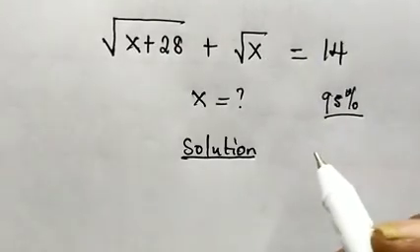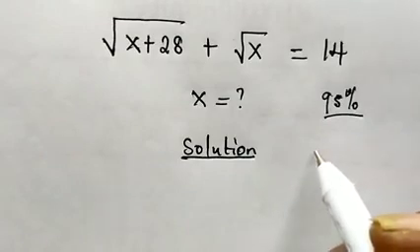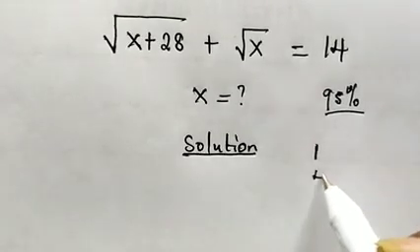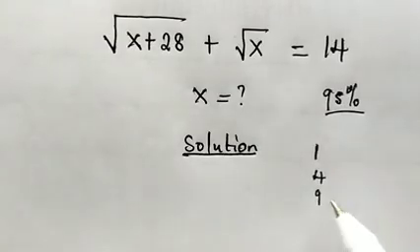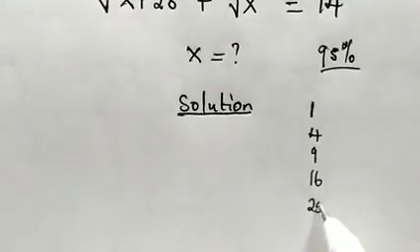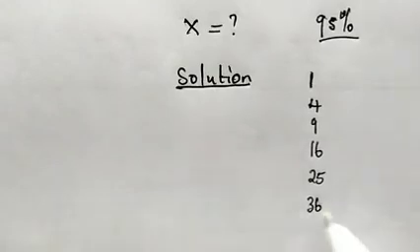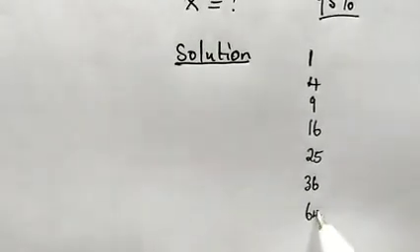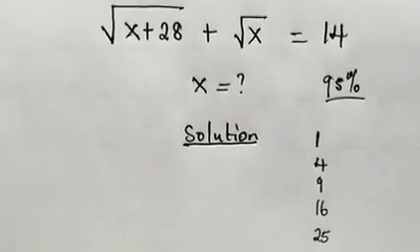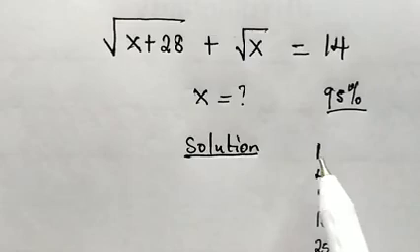So let us list the perfect squares starting from 1 to 64. We have 1, 4, 9, 16, 25, 36, and 64. Sorry, I forgot we have 49 right over here. Okay, cool. Now let us start checking which one will satisfy this equation.